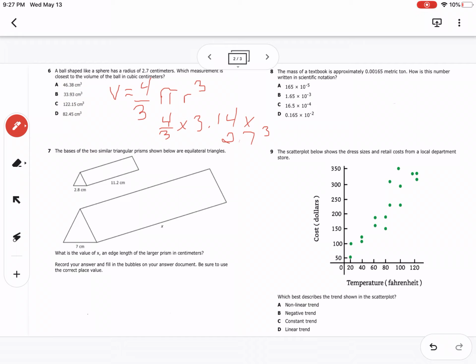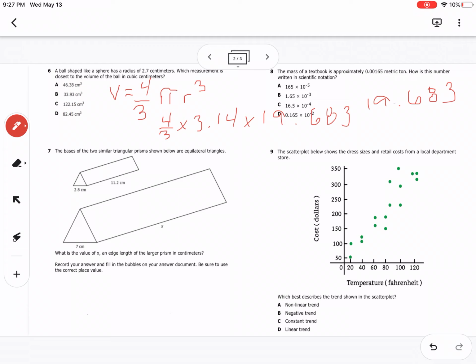Okay, I'm going to kind of write around because I don't have that much room and I'm not going to erase everything. So just know that I'm working on number 6 whenever I do this. All right, so 2.7 cubed is 19.683. Okay, now we have all the numbers that we need. I could erase this and put 19.683. Okay, we just need to multiply all this together and you'll get your answer.